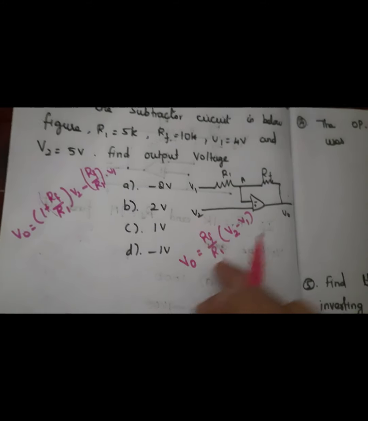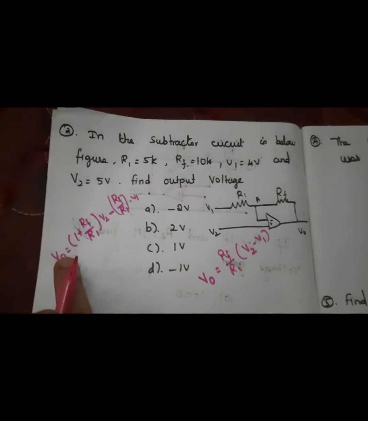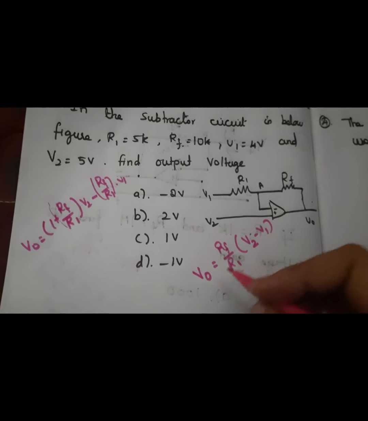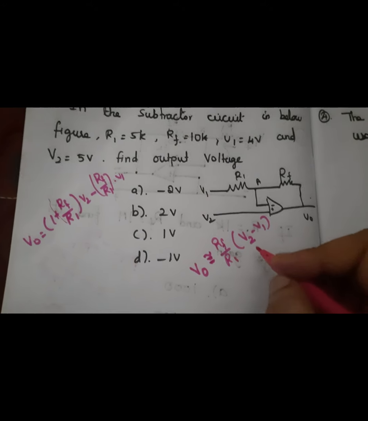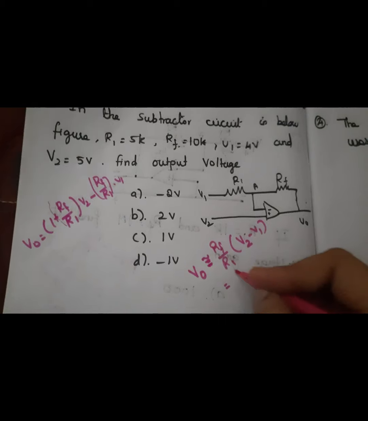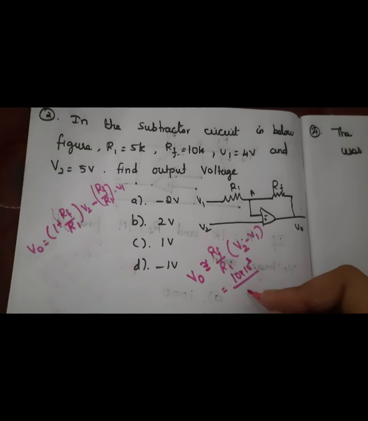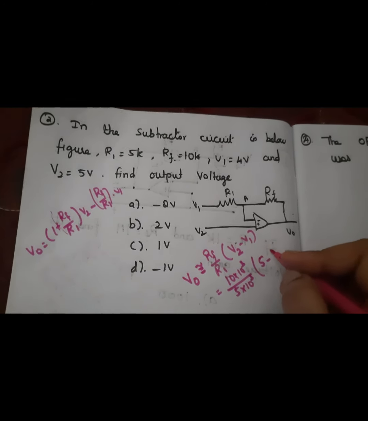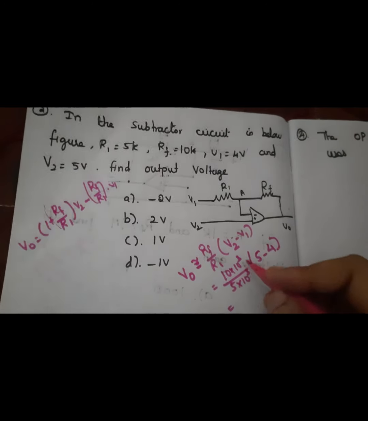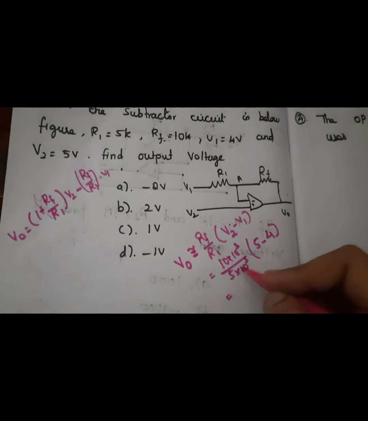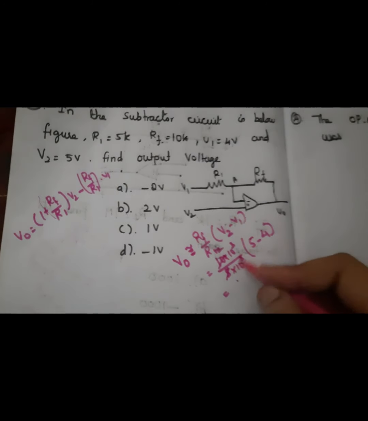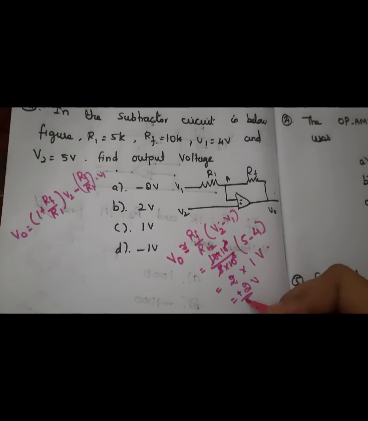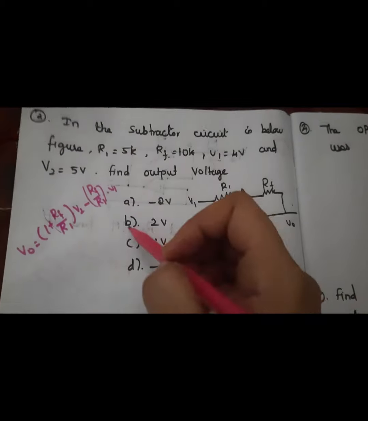This is also similar to this equation. You can find the answer by putting all the values in this equation also, and this is a short form of that equation. So here RF is equal to 10 kilo ohm, 10 to the power 3, and R1 is equal to 5 kilo ohm, 5 into 10 to the power 3, and V2 is 5 and V1 is 4. Solving this, we will get 2, this gets cancelled, so 2 into 1 volt. So the answer here is plus 2 volt. B is the answer.